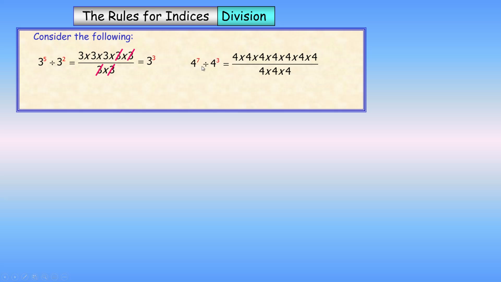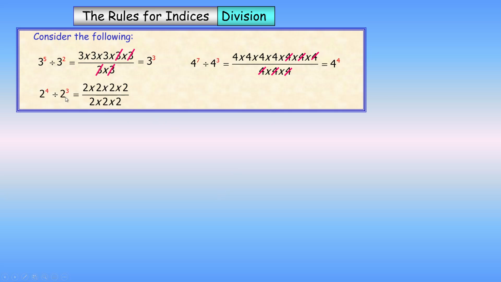So we've got 4 to the power of 7 divided by 4 to the power of 3. So we've got 4 times itself 7 times, divided by 4 times itself 3 times. We can cancel again. So one of the 4s cancels, and another. Leaves us with 1, 2, 3, 4: 4 to the power of 4. So 4 to the power of 7 and 4 to the power of 3. Look at those indices, 7 and 3. And it gives us 4.